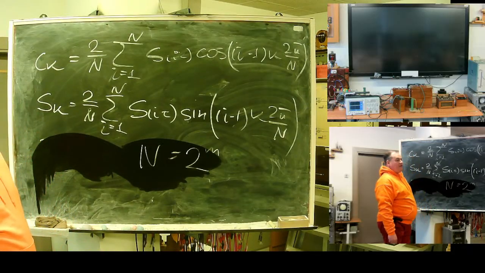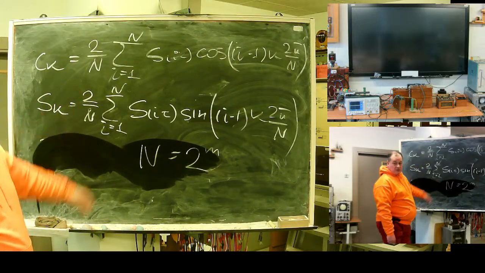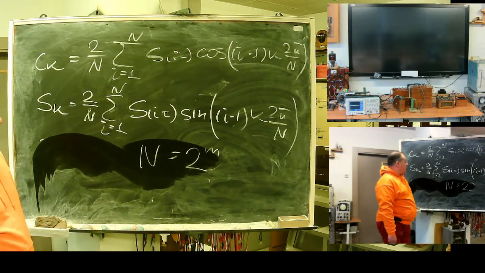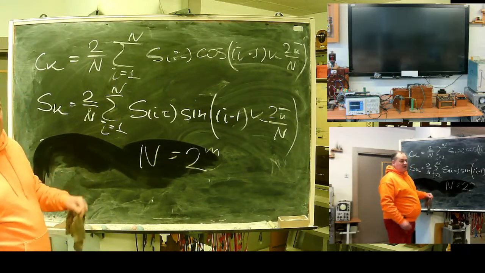Be careful. If you use some ready-made algorithm, check what it does if the number of points isn't a power of 2. Some fall back to this form, the classical discrete time Fourier transform. Some do zero padding, substituting missing points with zeros. Zero padding is rubbish.